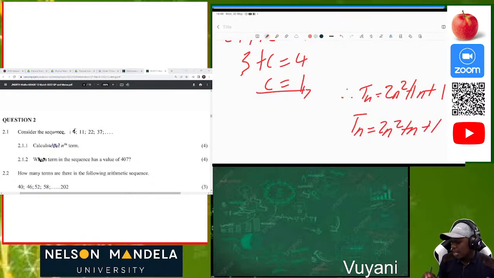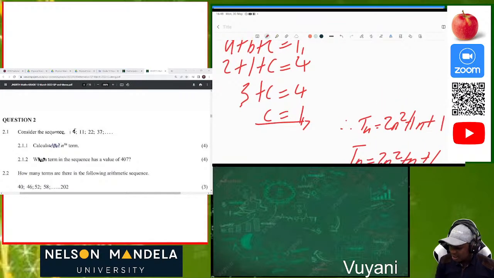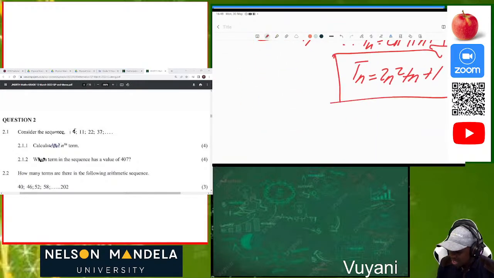Never leave without writing this. This is what they asked you. They didn't ask you the value of A, they didn't ask you the value of B, they didn't ask you the value of C, but they asked you the quadratic nth term or the general term. So you must leave your answer in the general term. So you use the value of A, which you have calculated, as well as the value of B, so that you can actually find the Tn formula. So that was that, and you get your 4 marks just like that. Easy peasy, right? What is important is to understand what the question wants.